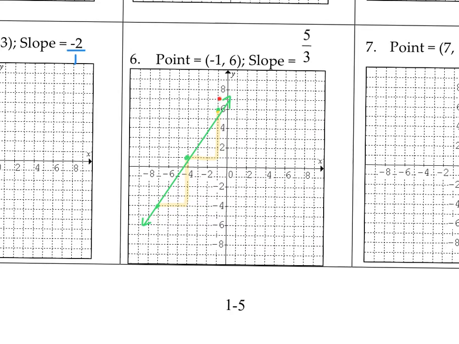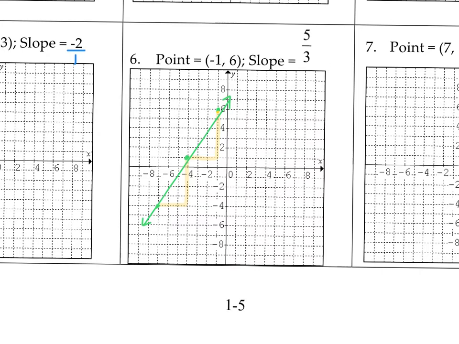So I would want to go up 5 to the right 3, but there's no room on my graph. So I have to do the opposite, which is go down 5 and to the left 3. And I always check my line at the end to make sure it's going in the right direction. If my slope is positive, I should have an upwards line, which I do in this case, so I know I applied my slope properly.